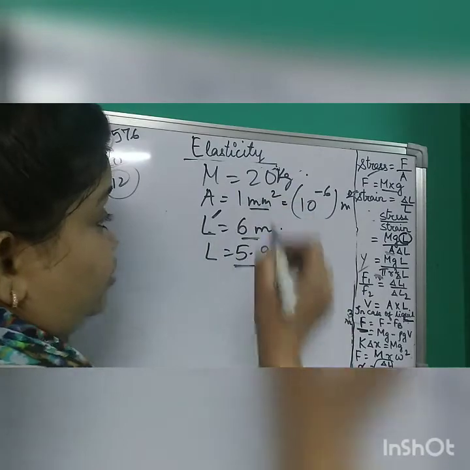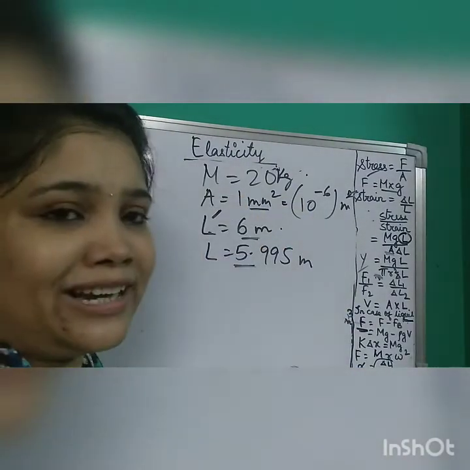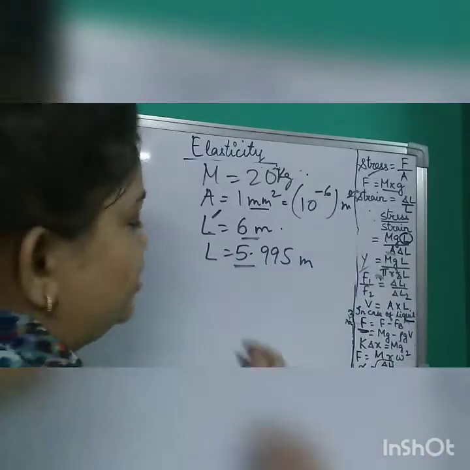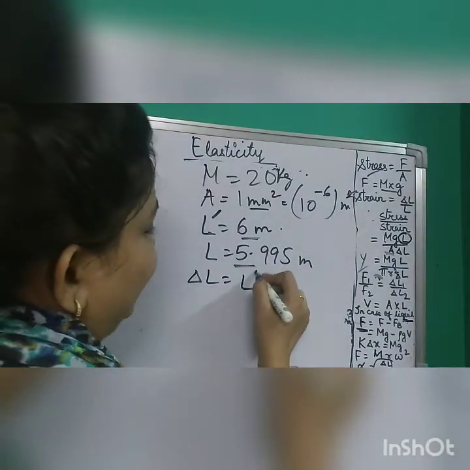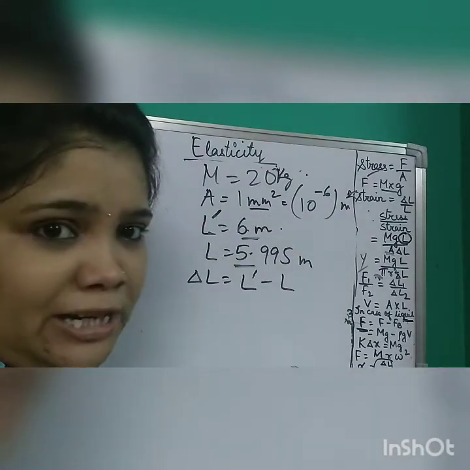This is L dash. Sorry, it's not delta L. We have to calculate delta L. What is L dash? It means the length when it is stretched. So you will find delta L how? L dash minus L. So subtract 5.995 from 6, and you'll get delta L.